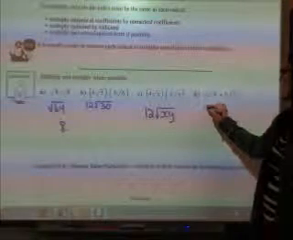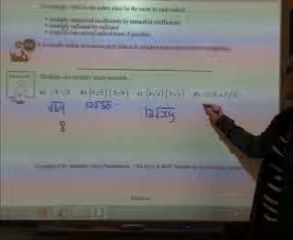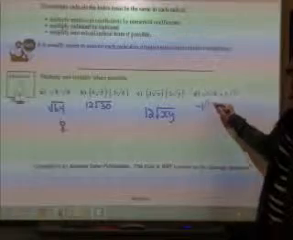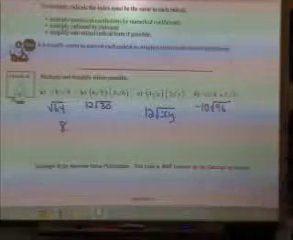Okay, negative 2 root 8 times 5 root 12. Negative 40 root 6. Or do you want the non-simplified one? Let's do the non-simplified first. Negative 10 root 96. Okay, and then what did you do with 96?